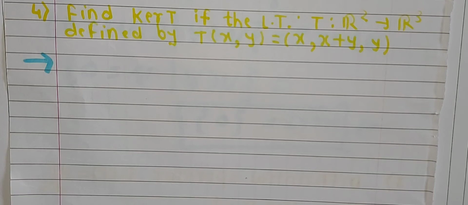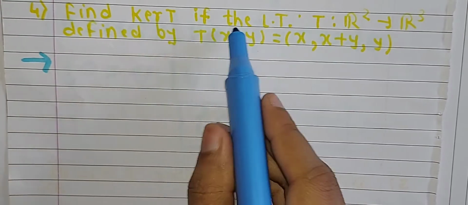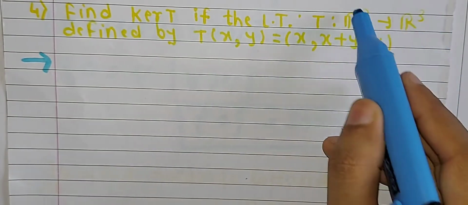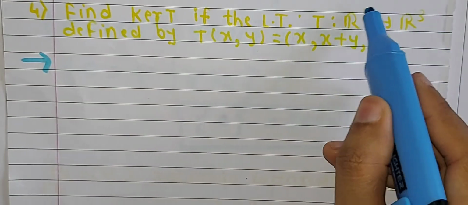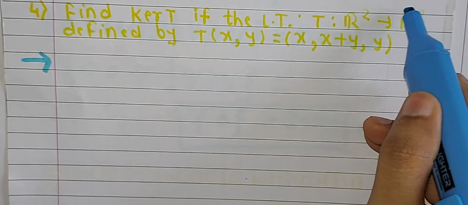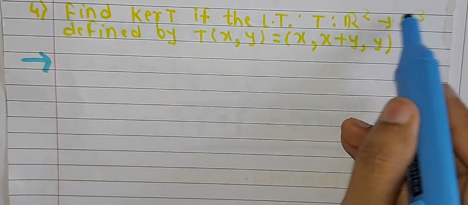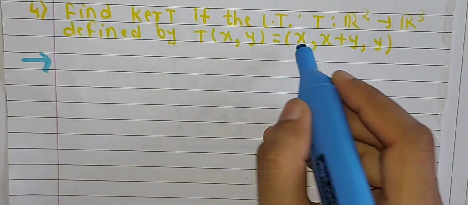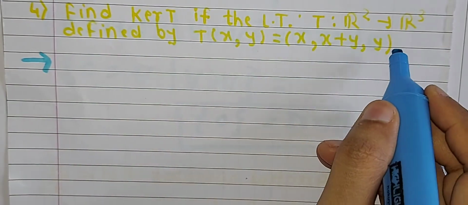Hi everyone, in this lecture we will discuss another example related to the kernel of T. The example is: find the kernel of T, if the linear transformation T from R squared to R raised to 3, that is, the domain contains ordered pairs and the codomain contains ordered triples, is defined by T of (x, y) equal to (x, x plus y, y).